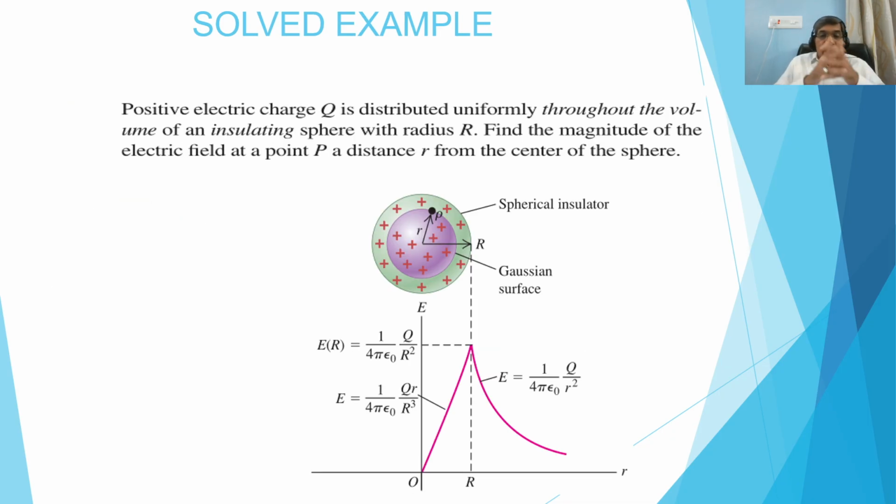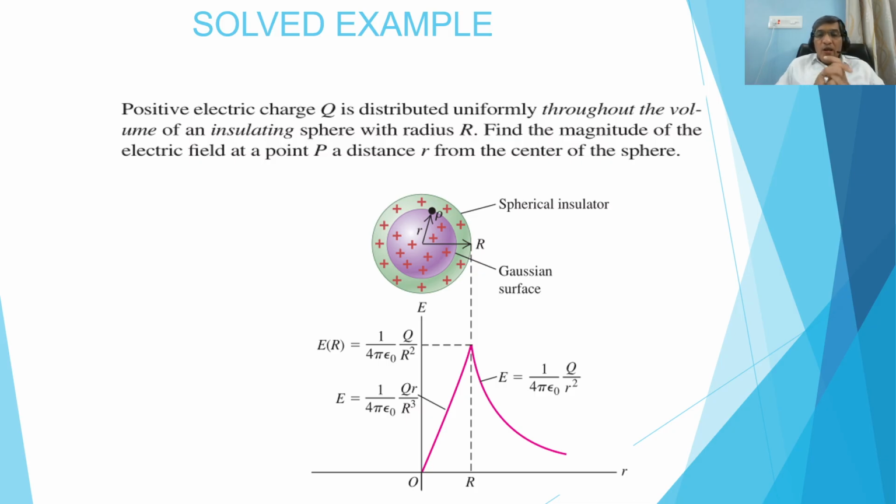As you see, like some previous PPT, we very nicely draw the curve and a very good graphical representation in terms of electric field and distance. Here we calculate how the electric field varies with distance as we move far away from the center of the insulator. Now, positive electric charge capital Q is distributed uniformly throughout the volume of an insulating sphere with radius capital R. We have to find the magnitude of the electric field at point P at distance small r from the center of the sphere.